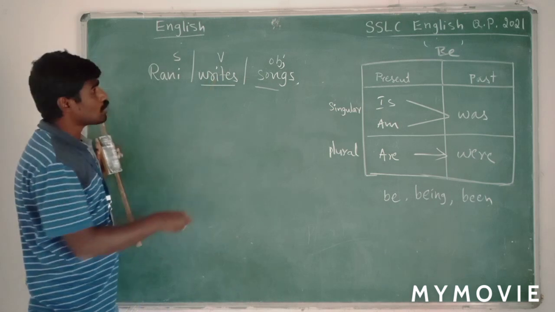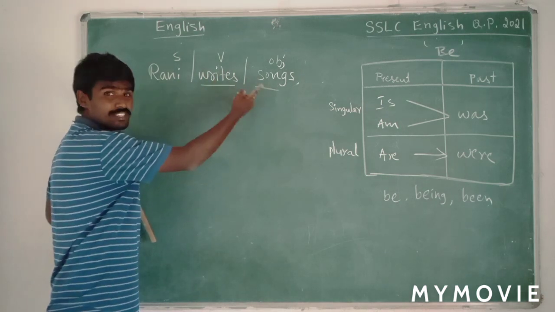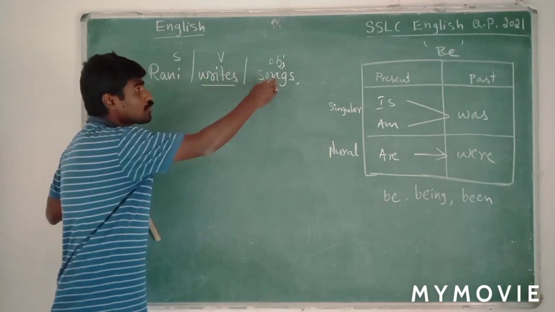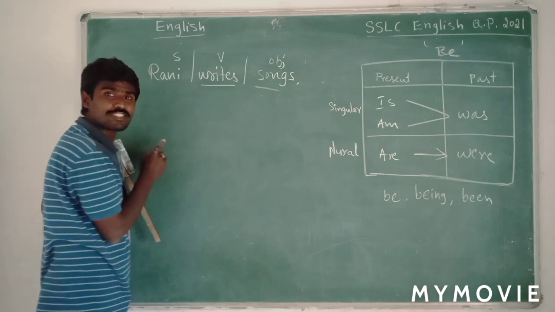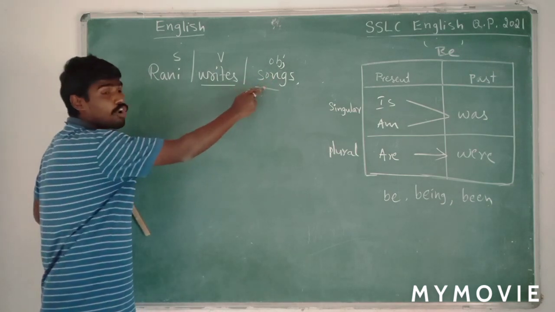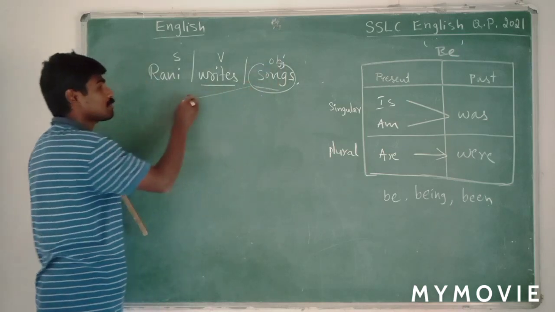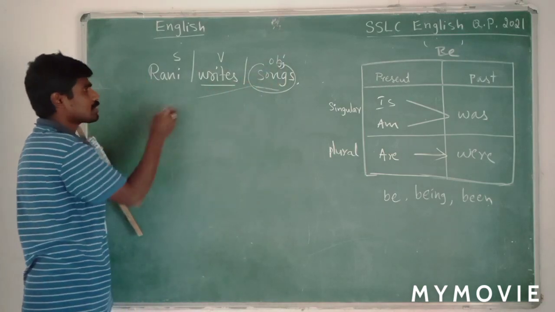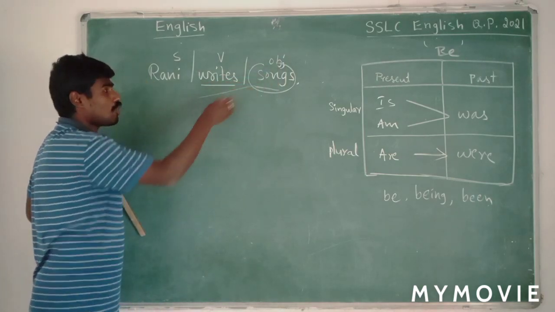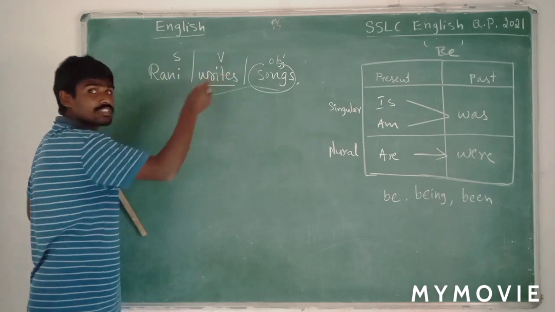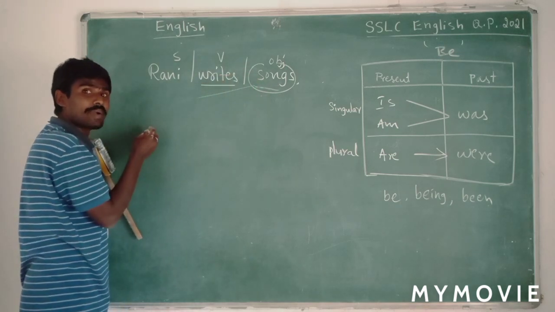Later, we have to change the places of subject and object. We have to bring the object into the place of subject. Now let us bring this object into the place of subject. What is the object in the active voice sentence? Songs. This word songs will become the subject in passive voice.